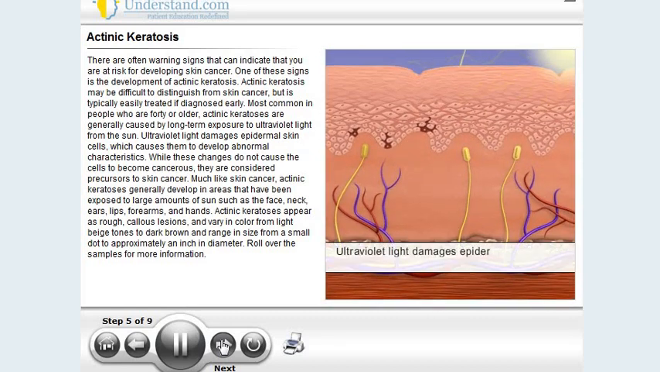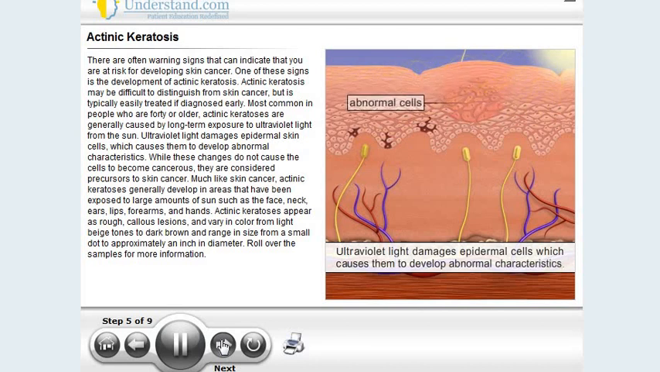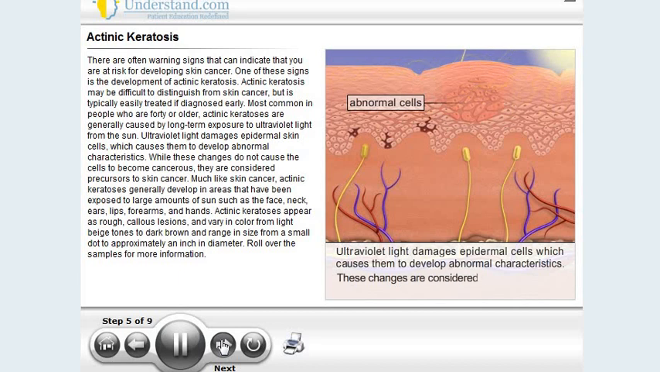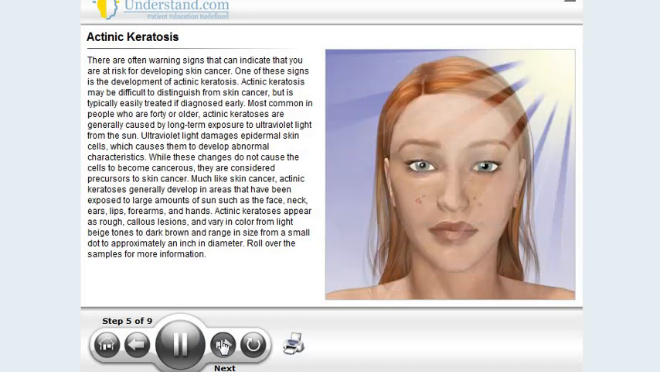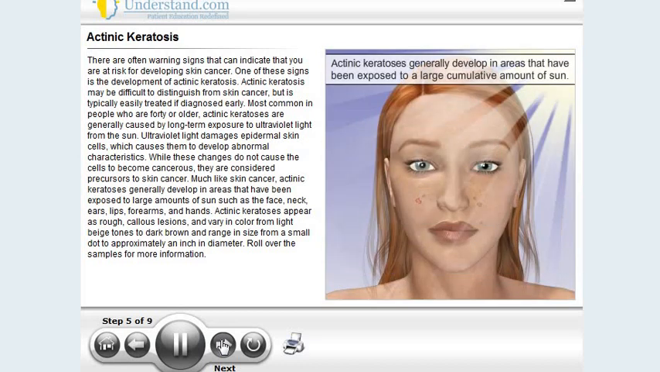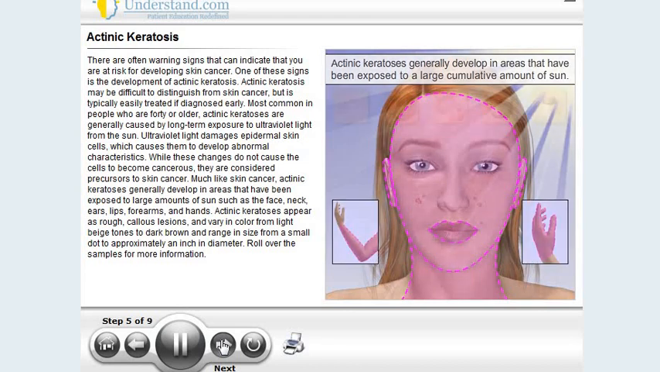Ultraviolet light damages epidermal skin cells, which causes them to develop abnormal characteristics. While these changes do not cause the cells to become cancerous, they are considered precursors to skin cancer. Much like skin cancer, actinic keratoses generally develop in areas that have been exposed to large amounts of sun, such as the face, neck, ears, lips, forearms, and hands.